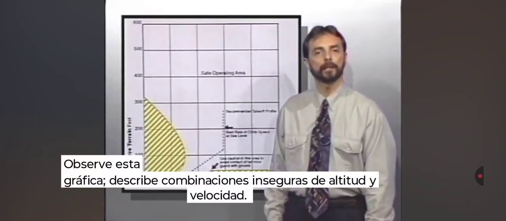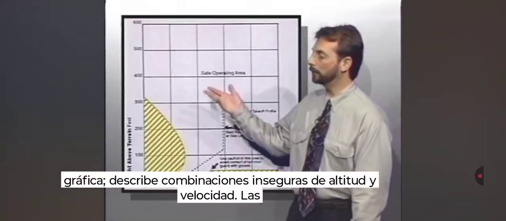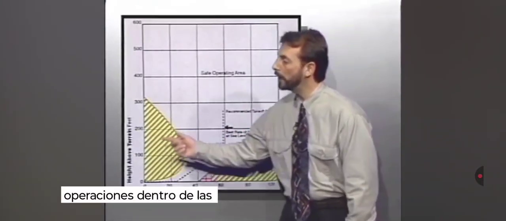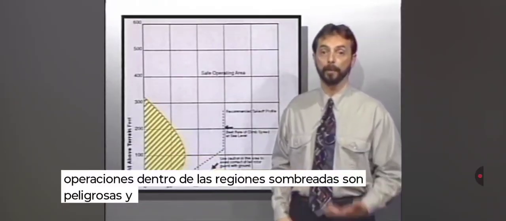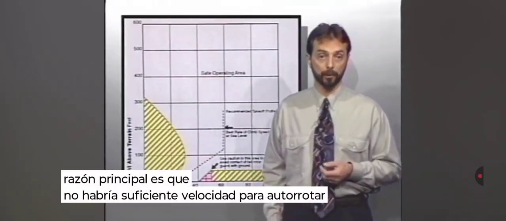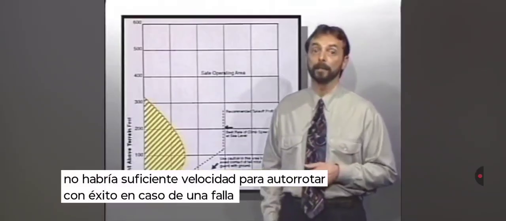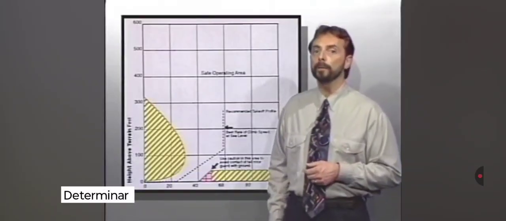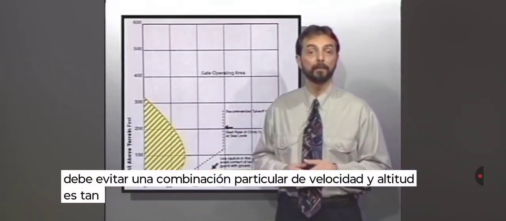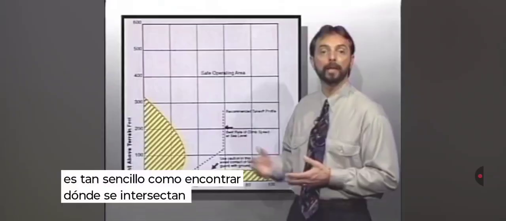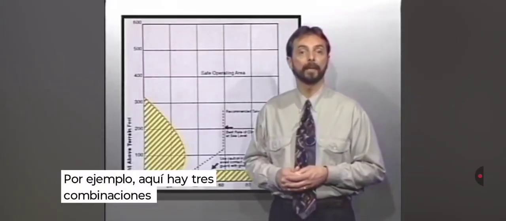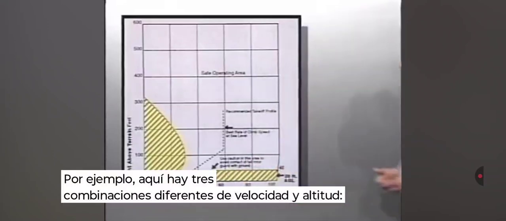The height versus velocity chart describes unsafe altitude-airspeed combinations. Operations within the shaded regions are dangerous and should be avoided. The principal reason is that there would be insufficient airspeed to autorotate successfully in the event of an engine failure. To determine whether a particular airspeed-altitude combination should be avoided is a simple matter of finding where the two intersect on the chart. For example, here are three different combinations of airspeed and altitude.